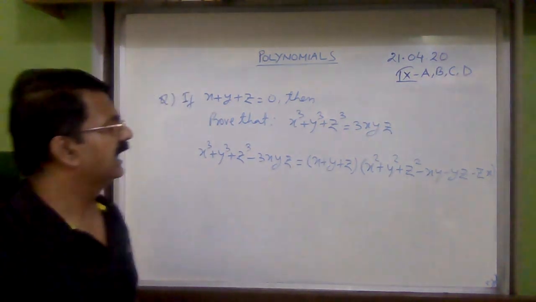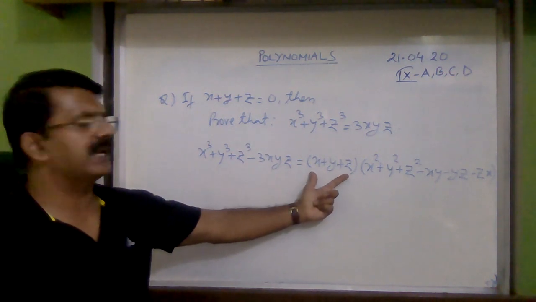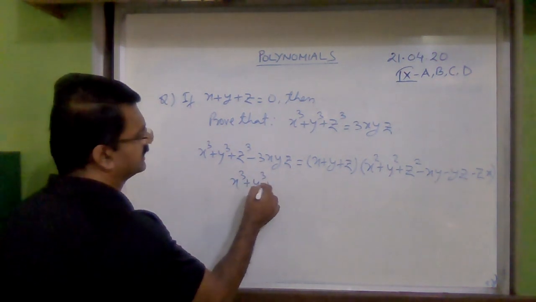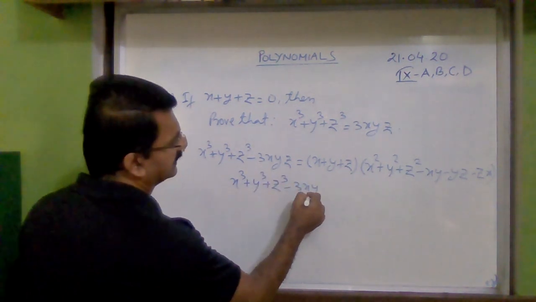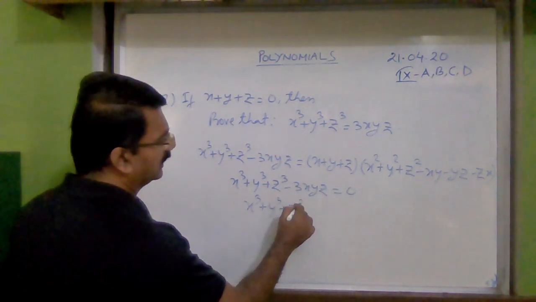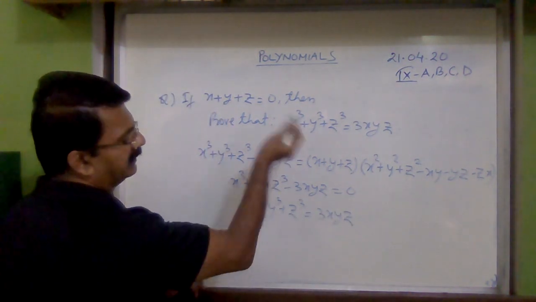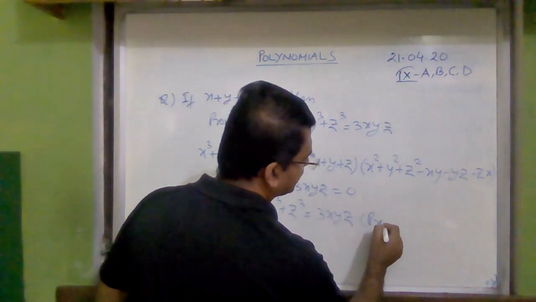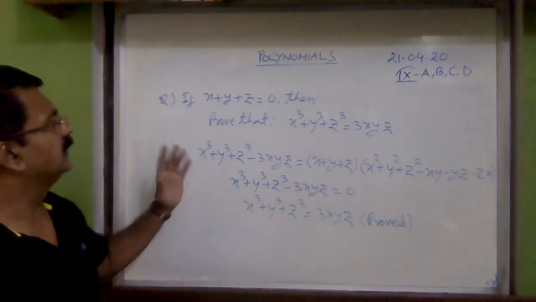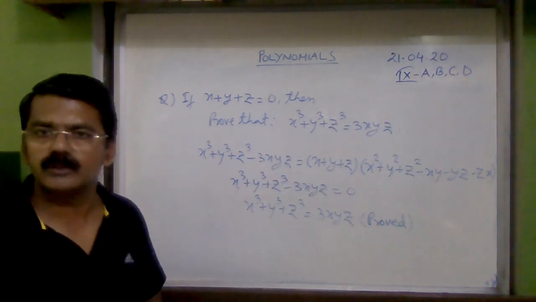Now you simply see in this identity, they have already given that x plus y plus z is equal to 0. So in place of x plus y plus z, if you put 0, then you will have x cube plus y cube plus z cube minus 3xyz is equal to 0. So x cube plus y cube plus z cube is equal to 3xyz, and that is what we have to prove. But suppose the question says that without using the identity, you have to prove that x cube plus y cube plus z cube is equal to 3xyz if x plus y plus z is equal to 0.